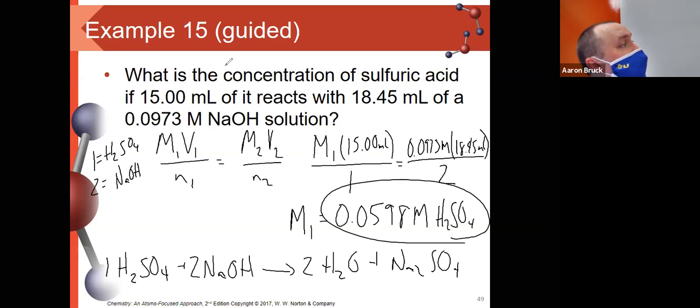And again, since I'm dealing with a solution here, I have to make sure that my unit both includes the concentration unit, molarity, and the solute that is being described, the sulfuric acid. If I don't have both of those things, then I have an incomplete answer. I need to know what the concentration unit is. I need to know the solute that that concentration unit describes. All right, any questions with example 15 here?